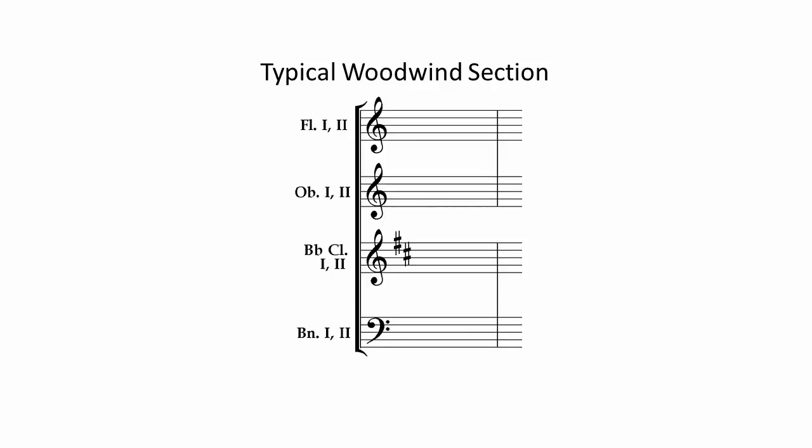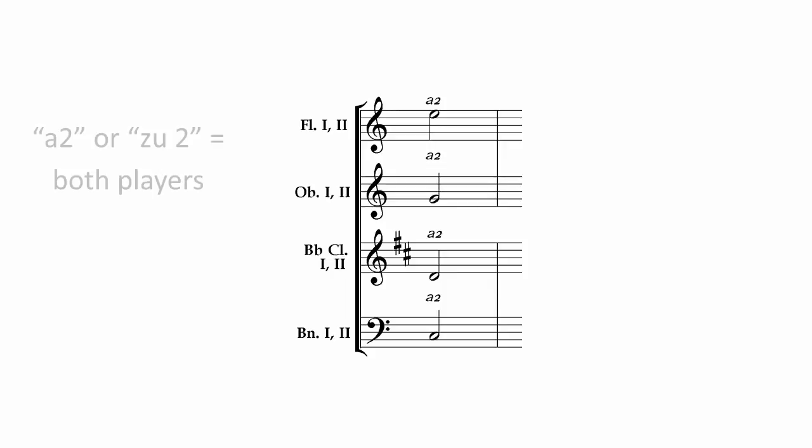If both players are supposed to play the same notes, the notes will usually only be written out once, but the score will be marked with A2 or zu 2 in German, which means both players. If only one player is supposed to play the notes, the part will be marked, for example, with flute 1, which means first flute only. You might see the word solo written as well, which usually means the part should be played only by the first player, but that it is also quite an important melody and should be easy to hear against the rest of the orchestra.